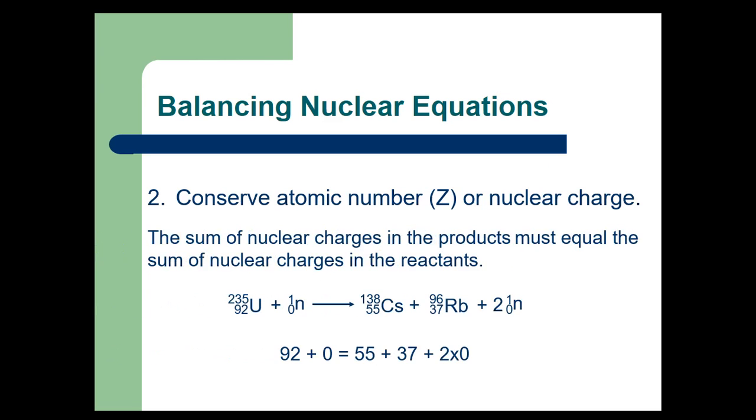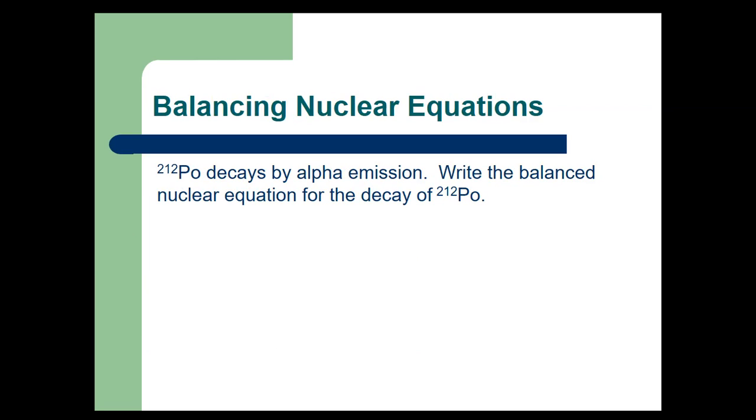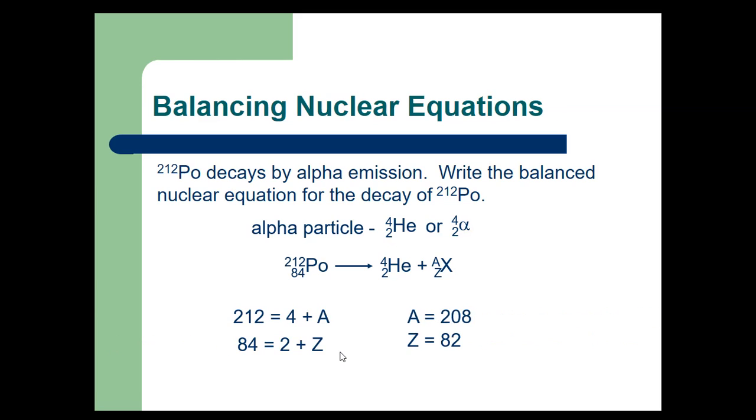Okay, so let's go to the next slide. Look at this reaction here. We have polonium-212 decaying by alpha emission. When you see emission, that means the alpha particle is a product. Here we have polonium-212 producing alpha particles. So you can think about what plus 4 would give you 212. That should be 208. And then what plus 2 would give you 84? That should be 82. If we look at our periodic table, we would find that the element with atomic number 82 is lead. So the missing component is going to be lead-208. That is how we would figure out the missing piece in our reaction.